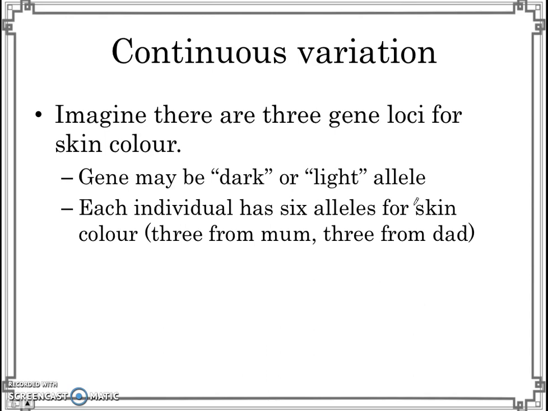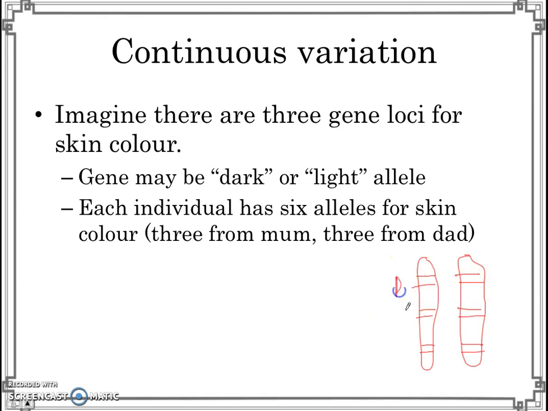I want you to imagine that there are 3 gene loci for skin color. For example, this is my chromosome, this is my chromosome, and there are 3 gene loci. This is gene locus 1, gene locus 2, and gene locus 3. So actually there are 6 alleles in all, right? There's one pair of alleles here, another pair here, and another pair here. Now imagine that these genes can either be a dark form or a light form. Each individual has 6 of these alleles, 3 from your mom and 3 from your dad, and they can either come in dark or light form.